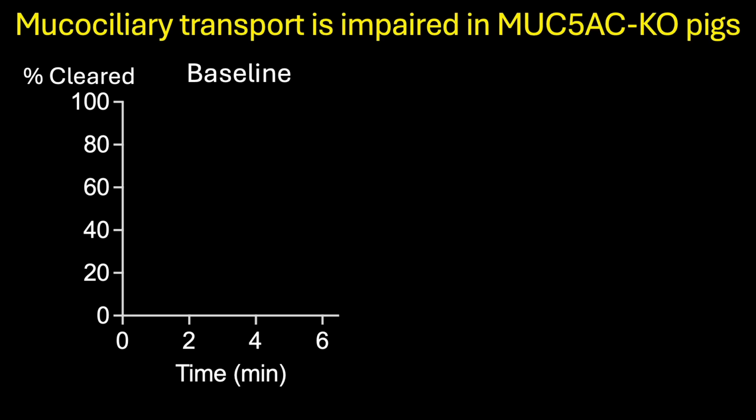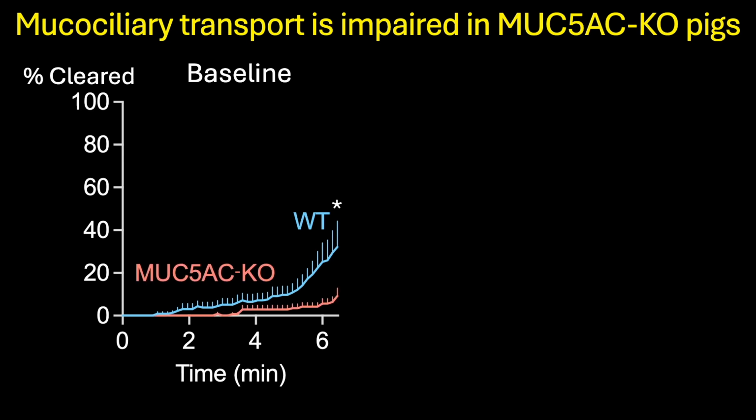We used the tantalum disc method I described previously to assess airway clearance. What I'm showing you on the y-axis is % cleared, and on the x-axis is time in minutes. In a wild-type animal, under baseline conditions, we see approximately 40% clearance by the end of the imaging sequence. However, in our MUC5AC knockout animals, we see they achieve only about 10% of disc clearance over the 6.5 minutes. This indicates that they have an impairment in mucociliary transport.